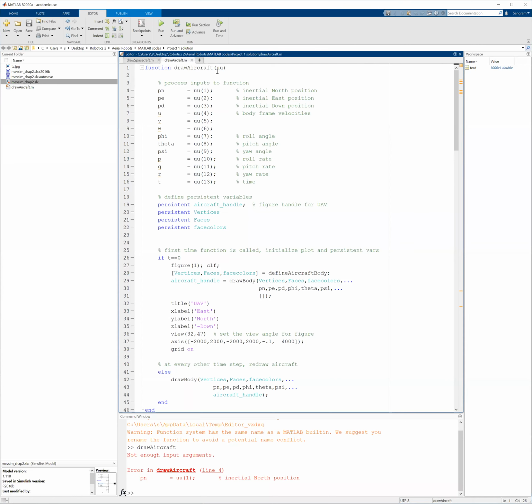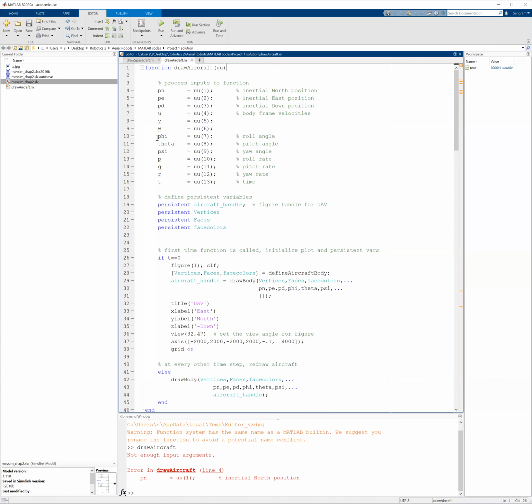What are the inputs to the function? The inputs to the function are PN, PE, PD. These are the inertial north, east, down positions. U, V, W. These are the body velocity in X direction, body velocity in Y direction, body velocity in Z direction. And this is again in the body frame.